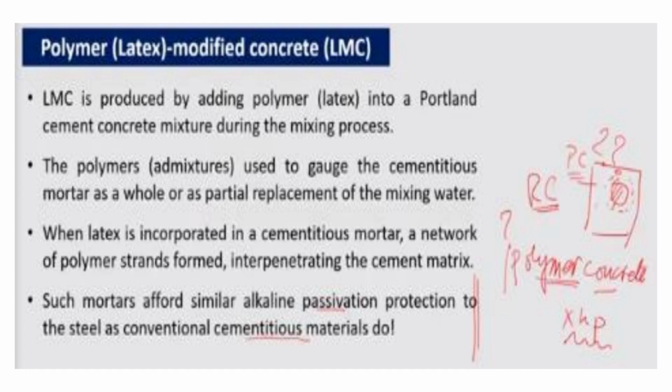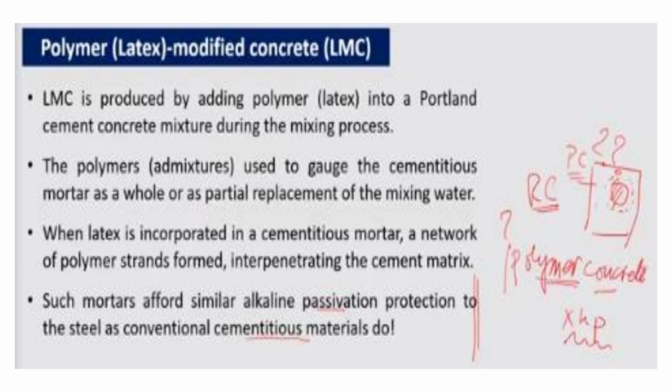If we see the LMC, that is basically produced by adding polymer latex into a Portland cement concrete mixture during the mixing process itself. The polymers, that is the admixtures, are used for the cementitious mortar as a whole or as partial replacement of the mixing water. So they can be substituted fully or partially in terms of the mixing water. As we all know, polymer does not like water.